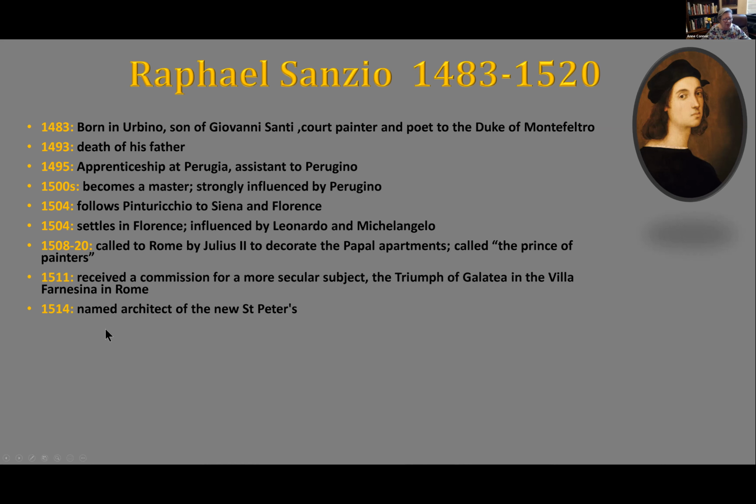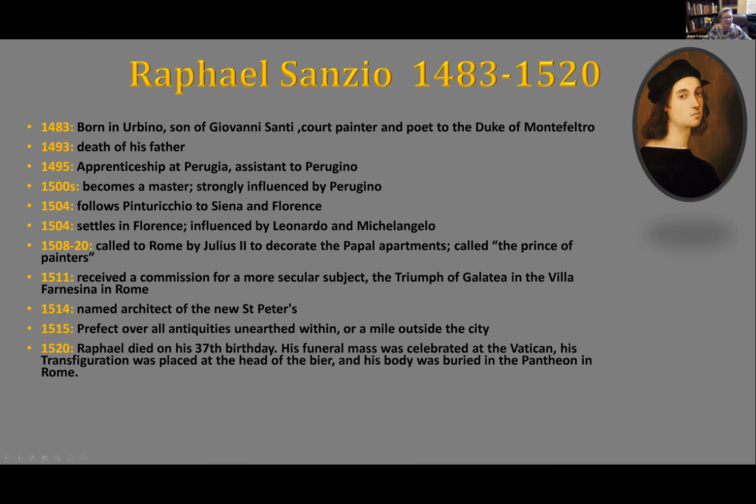Named architect of the new St. Peter's at the death of Bramante in 1514. And then becomes prefect over all antiquities unearthed within or a mile outside of the city of Rome in 1515. And incredibly, in 1520, at the very young age of 37, he will die.